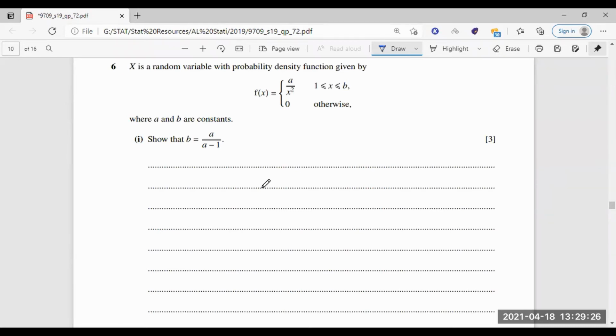X is a random variable with probability density function given by f of x equals a over x squared within the limit 1 to b, otherwise 0, where a and b are constant. Show that b is equal to a by a minus 1. So we start with what we know about probability density function. We know that integral minus infinity to infinity f of x dx is given to be 1. So which means here integral 1 to b a by x squared dx is equal to 1.